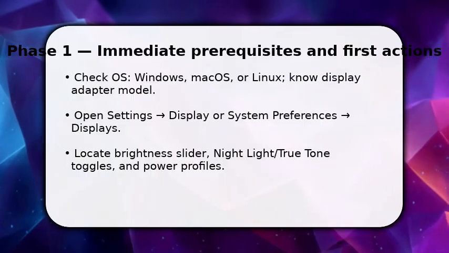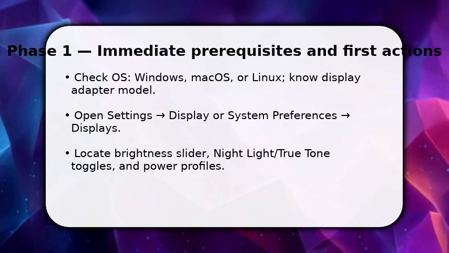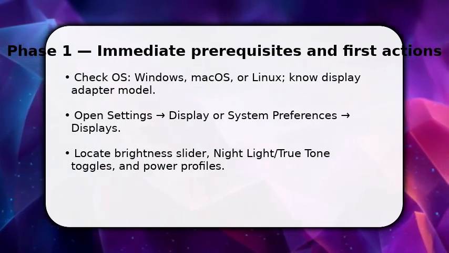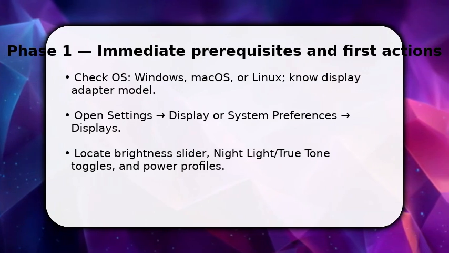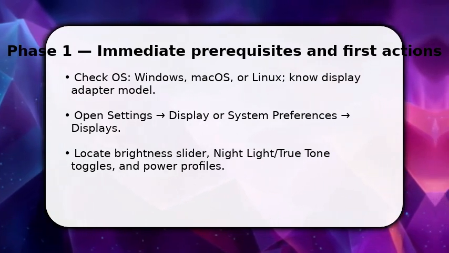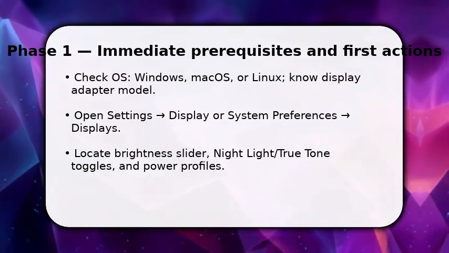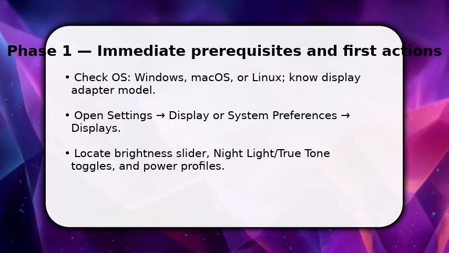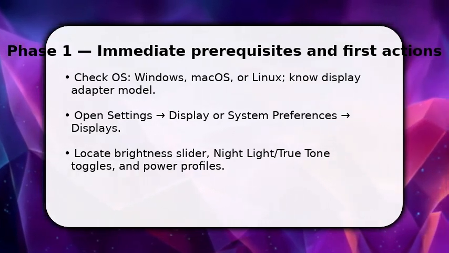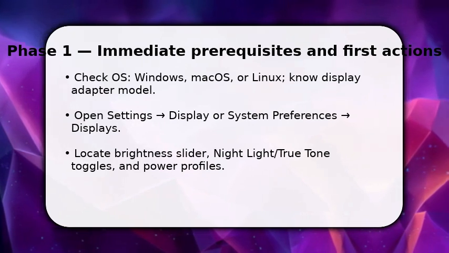You start by opening the display controls so you can change brightness without the FN key. On Windows, go to Settings > Display. On Mac OS, open System Preferences > Displays. Once there, locate the brightness slider and any night light or true tone options. These directly alter backlight and color.